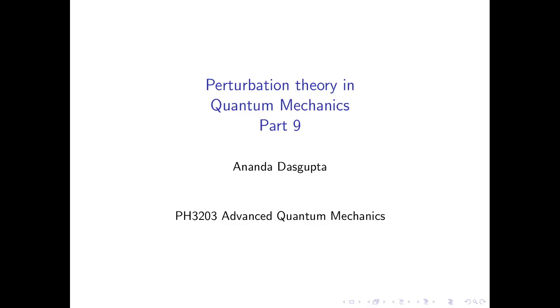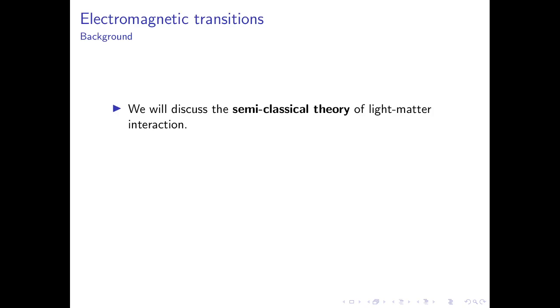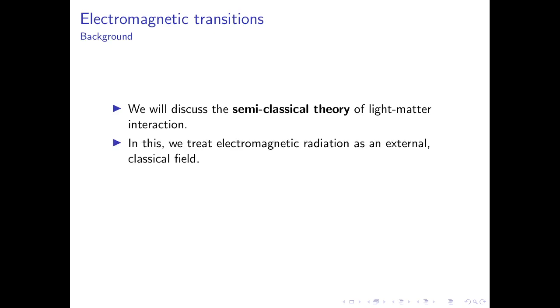In this lecture, we are going to discuss the application of time-dependent perturbation theory to the subject of light-matter interactions. In particular, we will discuss the semi-classical theory of light-matter interaction. What this means here is that we are going to treat the atoms involved as quantum mechanical, as we must, but the radiation or the electromagnetic radiation interacting with the atoms will be treated as an external classical field. So, radiation will not be quantized.